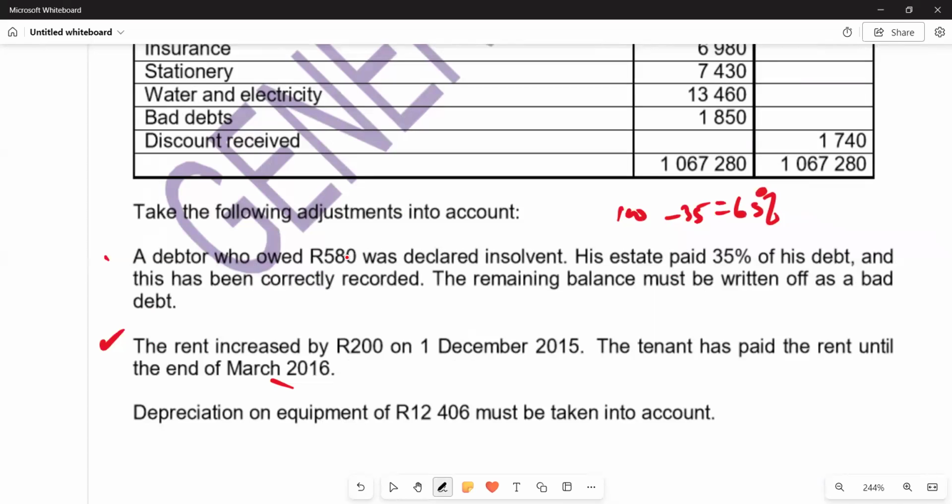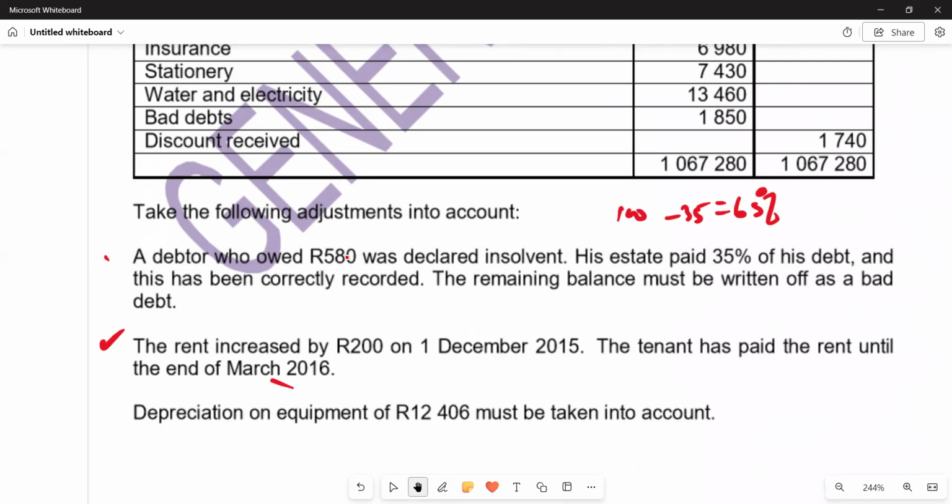So it means this is a receipt in advance or a prepayment of an income. So whenever we have a prepayment or an advance of an income, we are supposed to subtract from the figure that we are given in the list of balances. Remember, the figure given in the list of balances indicates the actual amount that was received. But we are being told that the actual amount that was received is more than what was supposed to be received for that period. So the portion that does not belong to this period, we need to remove it.